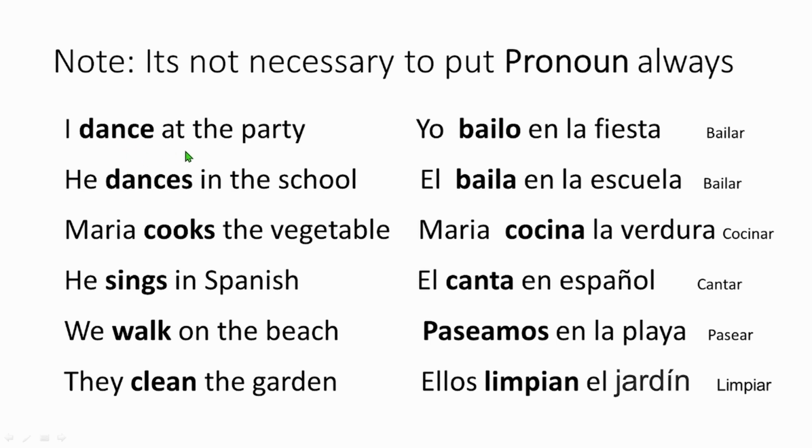Now let's start with the sentences. So, I dance at the party. I dance at the party in Spanish: yo bailo en la fiesta. Yo bailo en la fiesta. Okay? Now, fiesta is party. Perfect. He dances in the school.